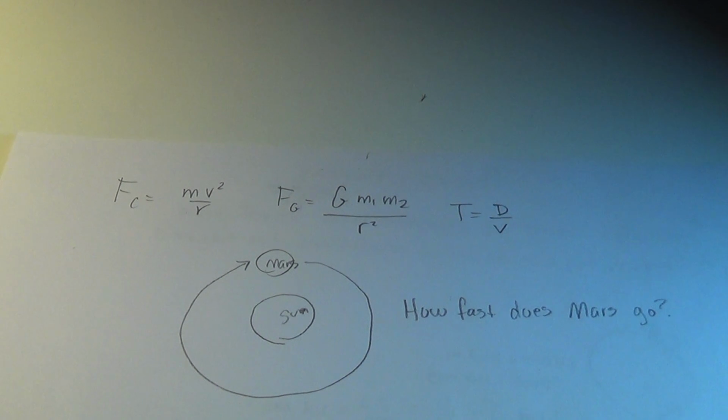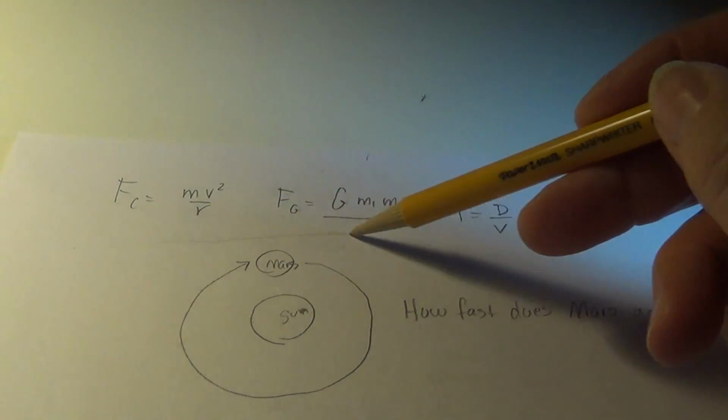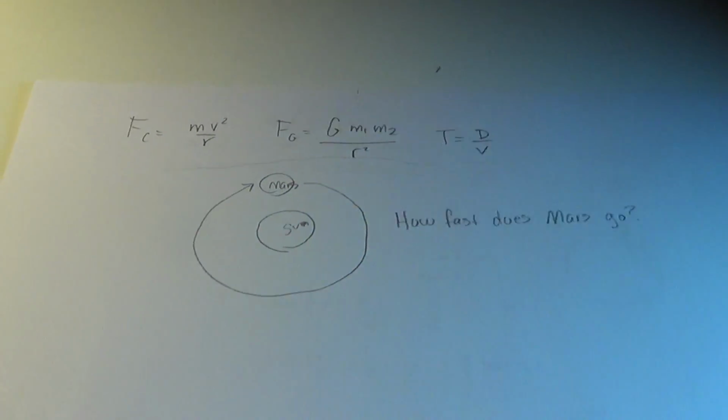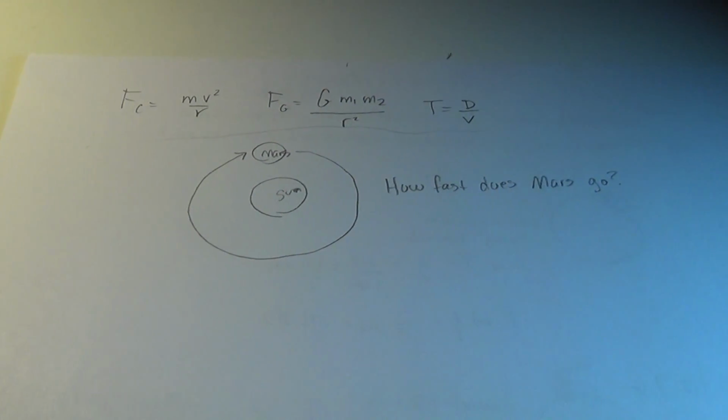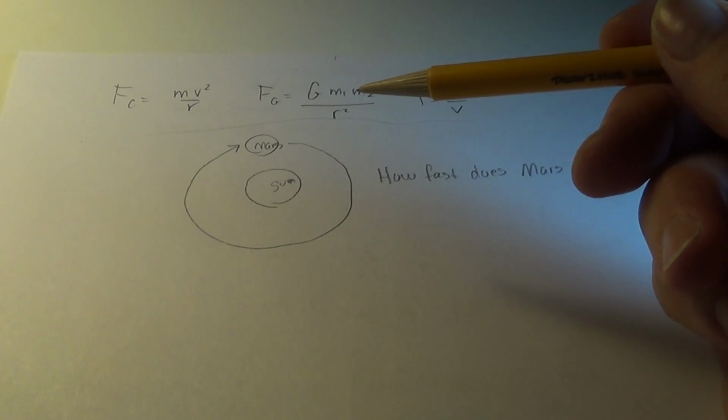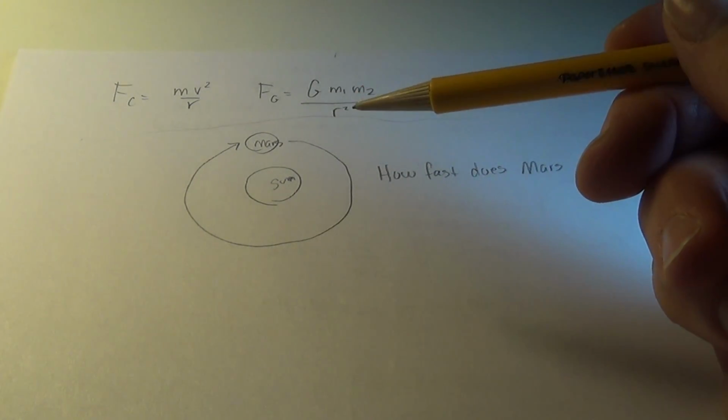Here we are back on part 2, and we're wondering, with the sun providing the centripetal force to cause Mars to go in a circular path, how fast does Mars go? Well, we actually have all the tools to do this problem, and so let me show you how to do this one, and then I'll probably do 2 others and then ask you to do a couple. And that'll be the end of our class. So let's see how it works.